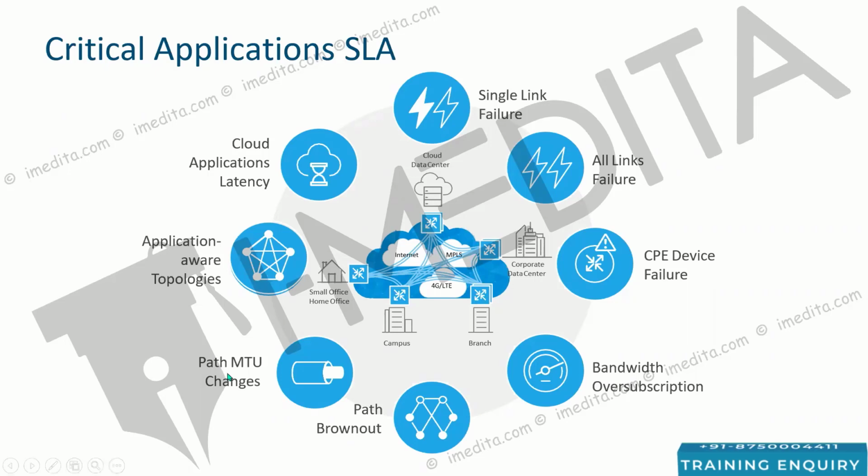What if the MTU in some path changes? How will the fragmentation, segmentation, and all that be handled for that particular business critical application? What if the bandwidth is oversubscribed? You purchase a bandwidth of 10 Mbps from your service provider, but a lot of users are accessing that particular application, and because of that the bandwidth gets oversubscribed, and you do not have enough bandwidth to accommodate all the users.